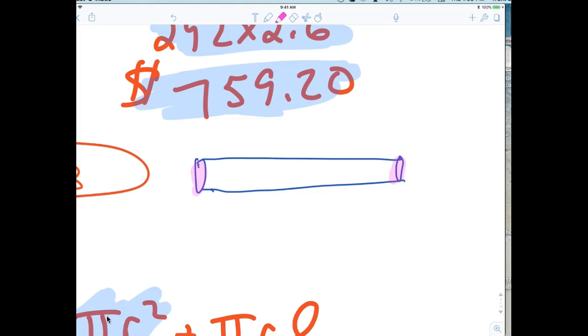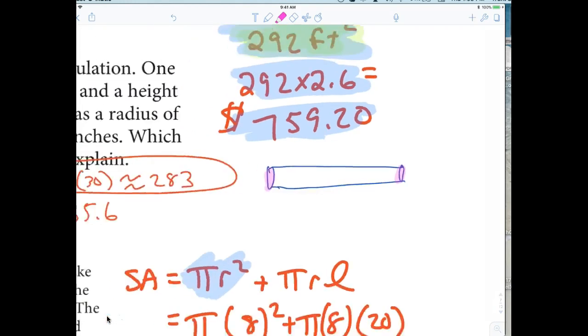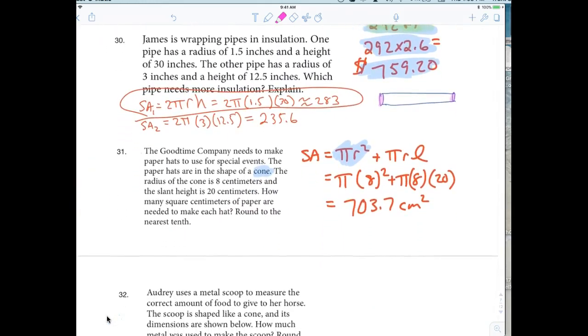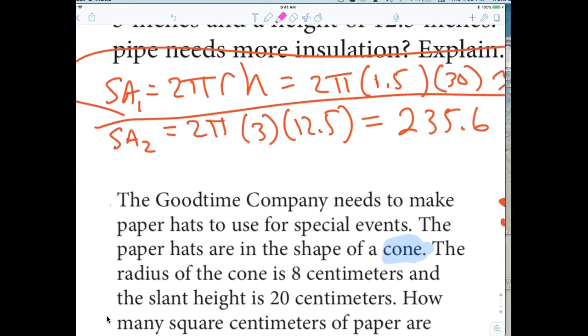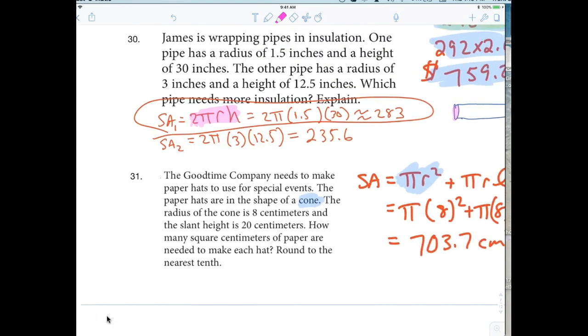Is everybody with me on this? So you're just wrapping the pipe. Again, which is an example of the lateral area, but in this case it is the surface area, which would just be 2 pi r h. Again, make yourself a note. The 2 pi r squared is not there. The 2 pi r squared is not there, because you're not insulating that part of the pipe. And then double check the work there.